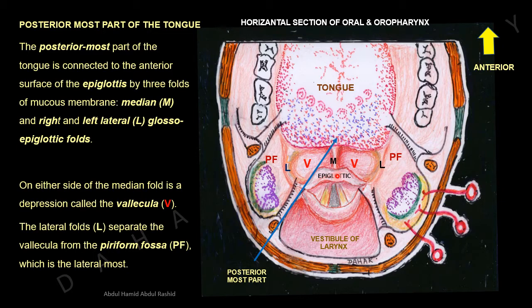Lateral to the median glossoepiglottic fold, we have a depression. That depression is called the vallecula. So the vallecula is between the median and lateral glossoepiglottic fold. Lateral to the lateral glossoepiglottic fold is another fossa called the piriform fossa. So the lateral glossoepiglottic fold separates the vallecula from the piriform fossa.